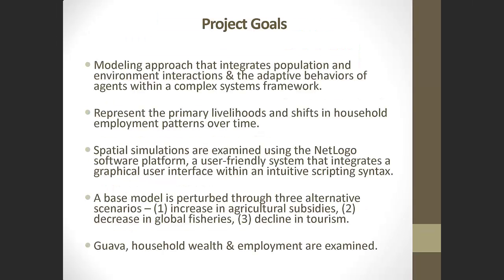And so in this case, we're looking at trying to integrate population and environment. We're looking at issues of household livelihoods. Household livelihoods are directly involved in the issue of protection and conservation in the Galapagos. We're looking at, in this particular model, agricultural subsidies, global fisheries, and decline in tourism. And I'll try to describe all of those.